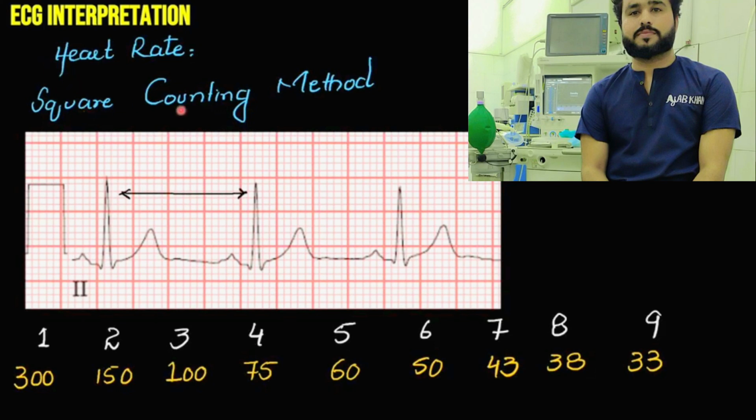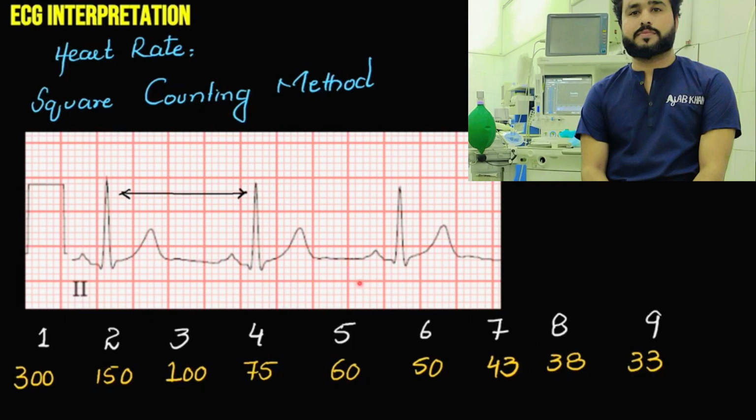First method is square counting method. Square counting method is the easiest method. In square counting method, what you do is that you count the large boxes, large squares between the QRS complexes. If there is one large box between the two QRS complexes, the rate is 300. If there are two large boxes, the rate is 150. If there are three large boxes, the rate is 100. If there are four large boxes, the rate is 75, 60, 50, 43, 38, 33, and it goes on.